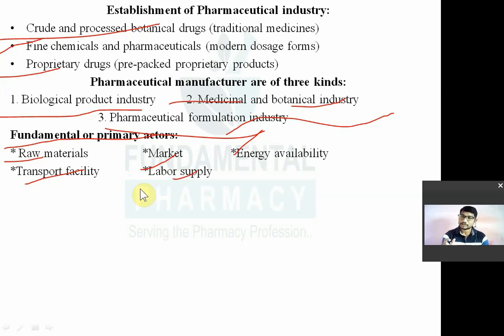Again, transport facility. Suppose you have made one product and there is no transport facility available over there, so how can you market your product, how can you take your product to market? So is transport facility available or not? Your workers also require this transport facility. So raw material, market, energy availability, transport facility, labor supply.